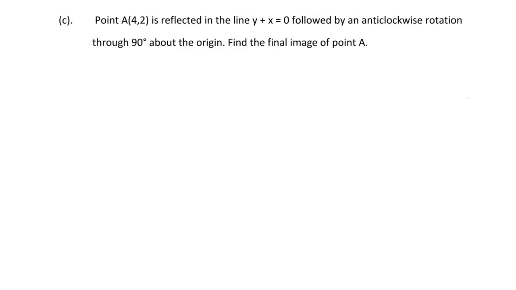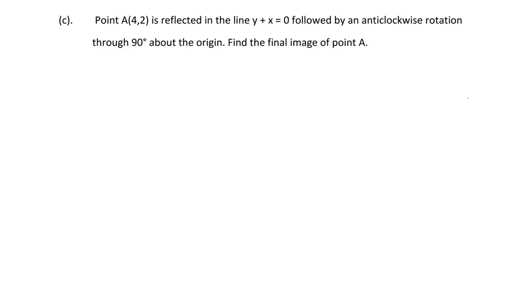Part C of the question: point A (4, 2) is reflected in the line y plus x equals 0, followed by an anticlockwise rotation through 90 degrees about the origin. We are supposed to find the final image of point A. Okay, so this is a transformation problem. We are going to start with the reflection in the line y plus x equals 0.